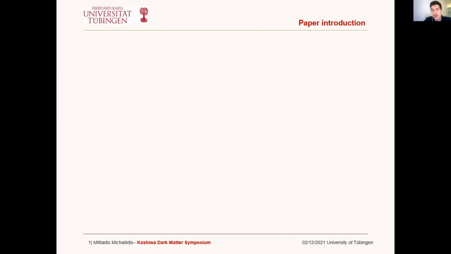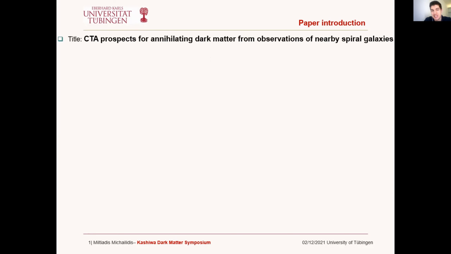I will start right away with a brief presentation of the work that we have conducted in the context of indirect dark matter searches, and in the context of a non-consortium publication inside the CTA collaboration, with the title "Cherenkov Telescope Array Prospects for Annihilating Dark Matter from Observations of Nearby Spiral Galaxies."